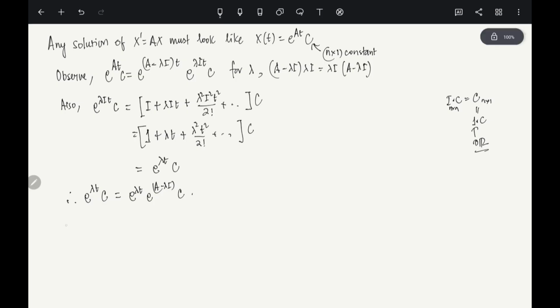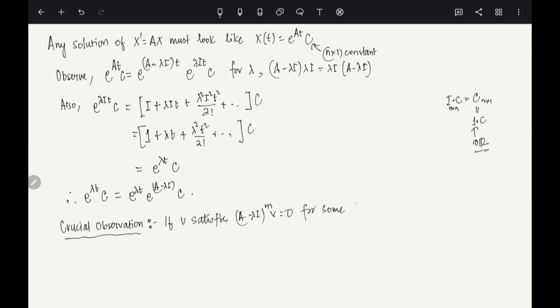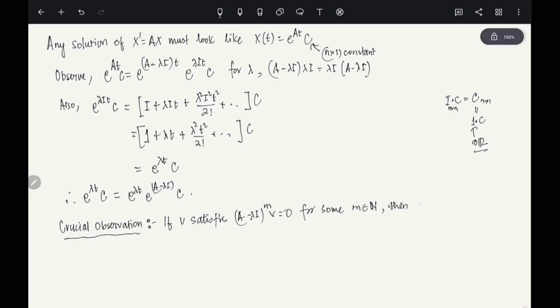Now a crucial observation. What is it? If v satisfies A minus lambda I to the power m times v equals 0, for some m in N, then the series e power A minus lambda I t times c terminates after m terms. That is very easy to see.